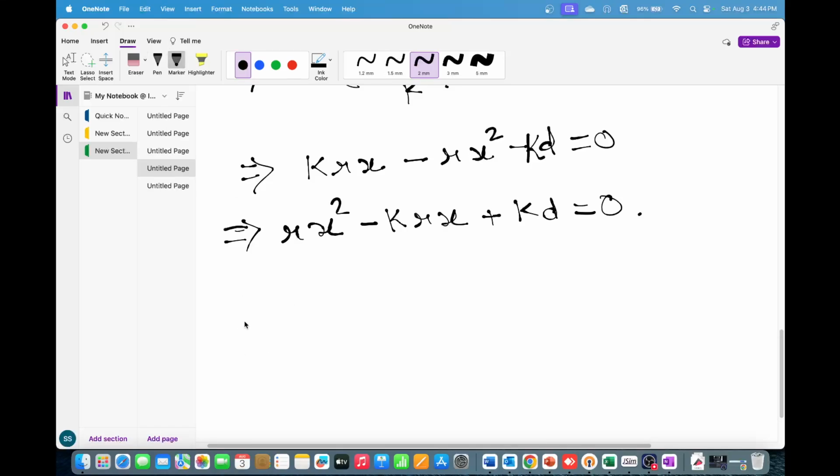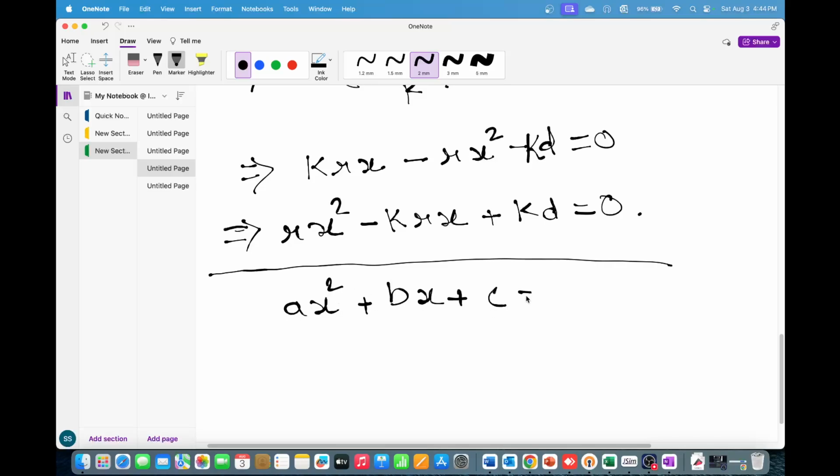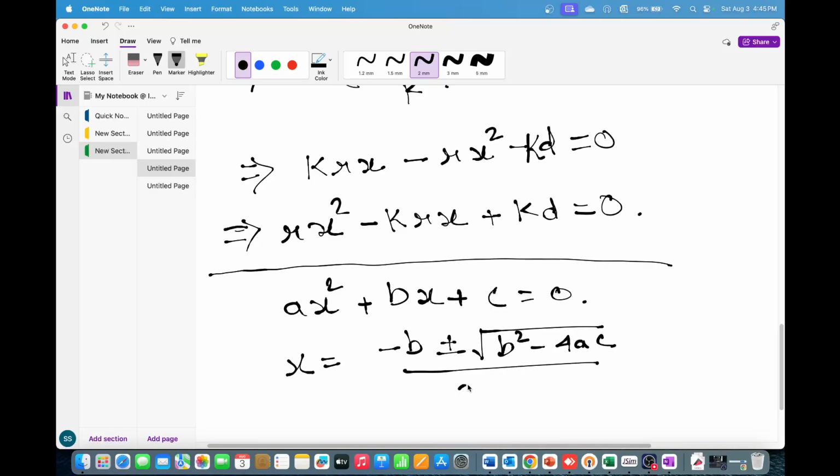So if you're given an equation like ax² + bx + c = 0, the roots of the equation, basically the points of x at which this holds, are given by this formula: x = (-b ± √(b² - 4ac)) / 2a.